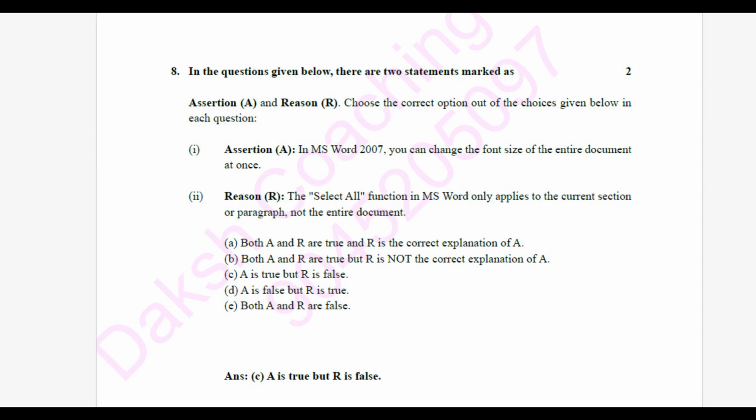A. Both A and R are true and R is the correct explanation of A. B. Both A and R are true, but R is not the correct explanation of A. C. A is true, but R is false. D. A is false, but R is true. E. Both A and R are false. And C. A is true, but R is false.